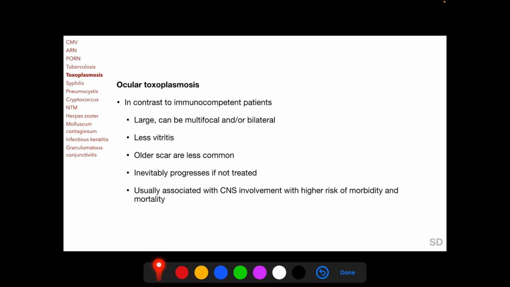In contrast to immunocompetent patients, immunosuppressed patients with toxoplasmosis retinitis have larger lesions which can be multifocal and/or bilateral. Vitritis is less severe, older scars are less common, and they inevitably progress if not treated. In immunocompetent patients, toxoplasmosis retinitis is self-resolving, albeit with a scar formation. And in immunosuppressed patients, ocular toxoplasmosis is usually associated with CNS involvement, which increases the morbidity and mortality.